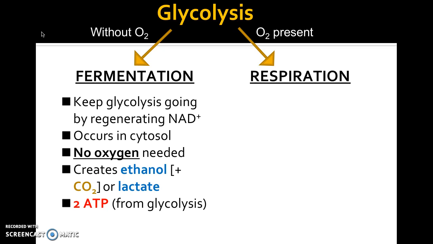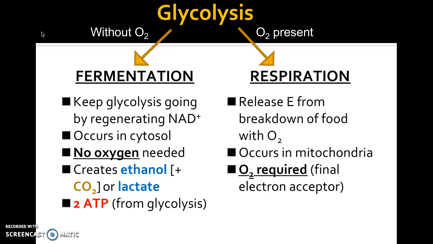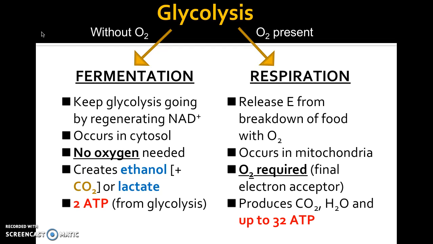Now on the other side, a little bit of a summary for comparison from the last section: respiration releases energy from the breakdown of food. Again, glucose into pyruvate with oxygen present. This happens in the mitochondria, and oxygen is required because it is the final electron acceptor in the electron transport chain. Overall, carbon dioxide, water, and up to 32 total ATP are generated.